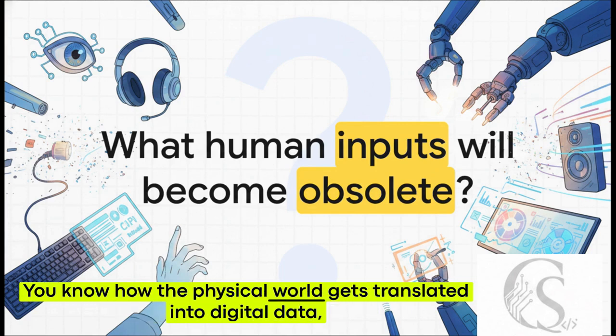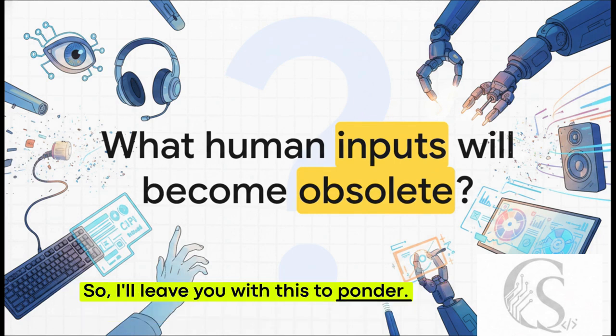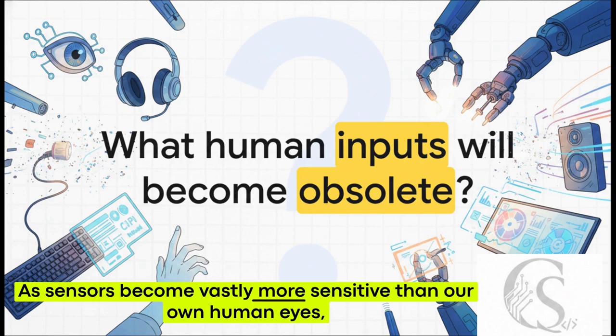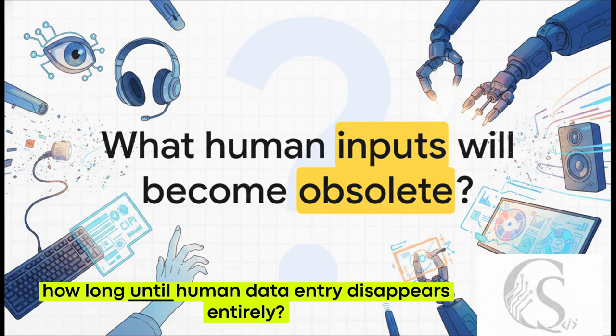You know how the physical world gets translated into digital data and how microprocessors use that data to physically control our environment. So, I'll leave you with this to ponder. As sensors become vastly more sensitive than our own human eyes and ears, and actuators become way faster than our hands, how long until human data entry disappears entirely?